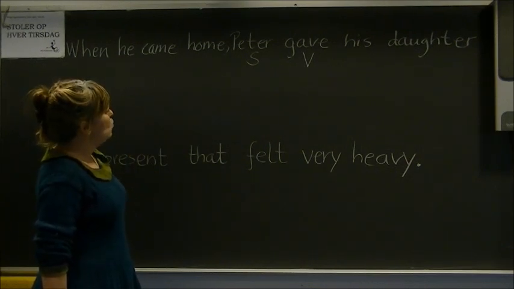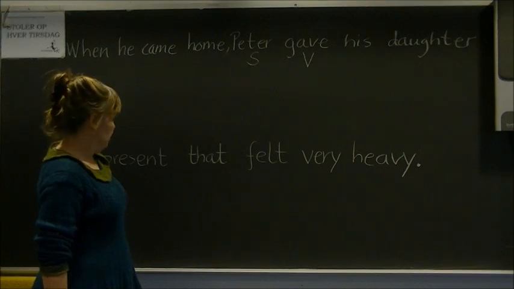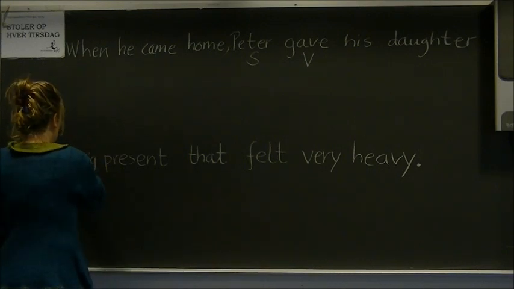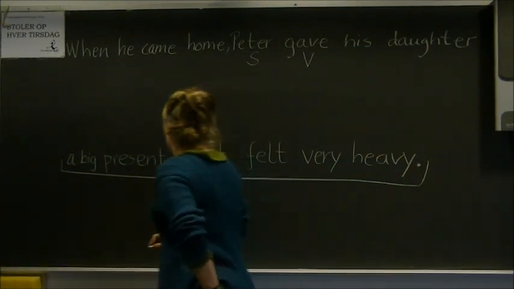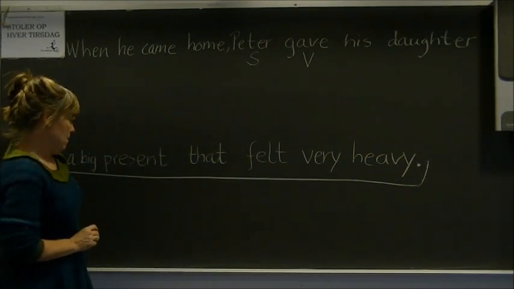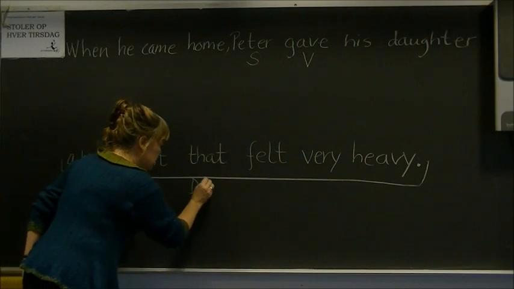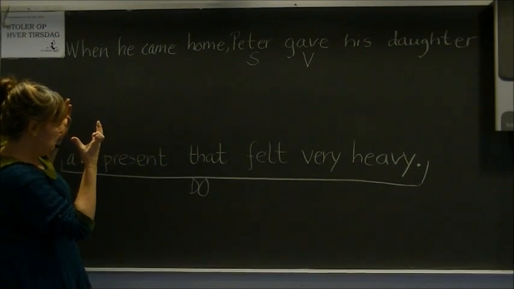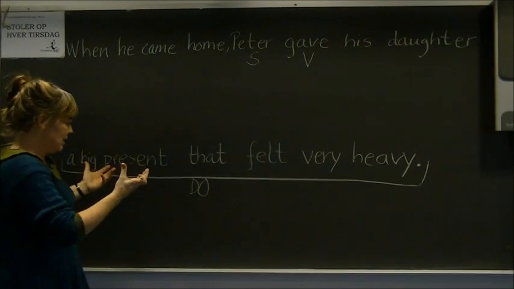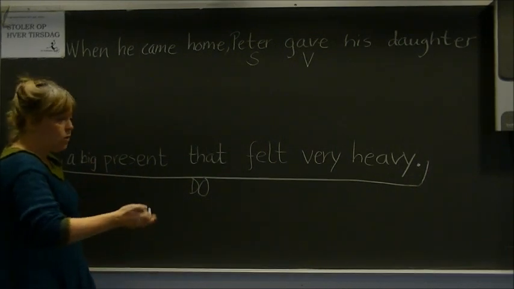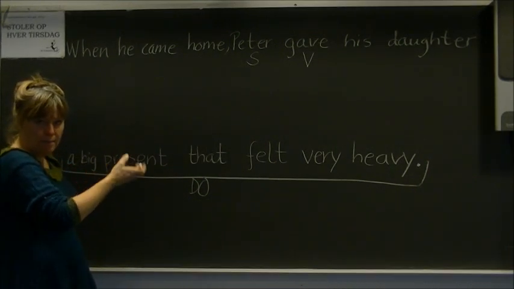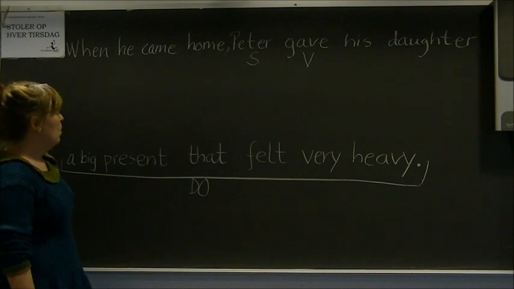Then we ask, what did Peter give? And here we can see he gave all of this: a big present that felt very heavy. So all of this is the direct object because all of it can be summarized by "it" or "something." Peter gave something. So one pronoun can replace all of this and be included in that pronoun.